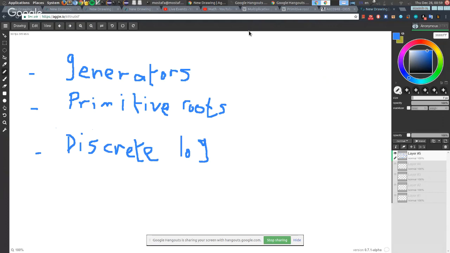So in this lecture I'll be talking about the generators of groups, primitive roots, and the discrete logarithm. First I begin with what a generator of a group is.